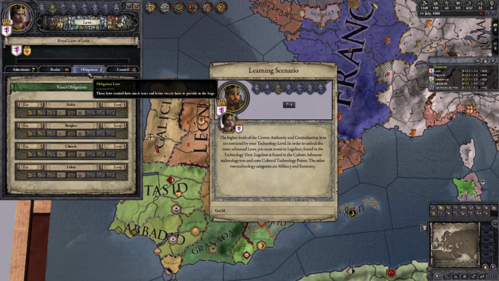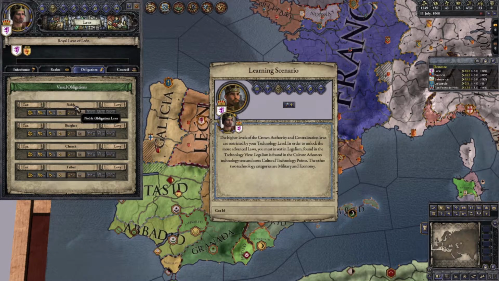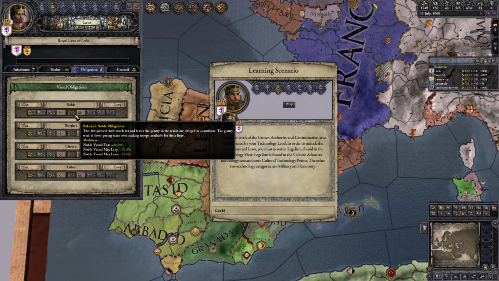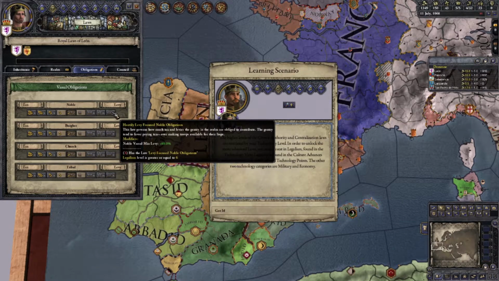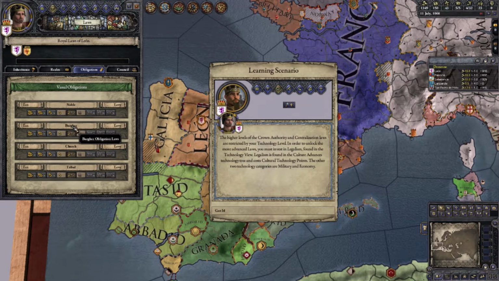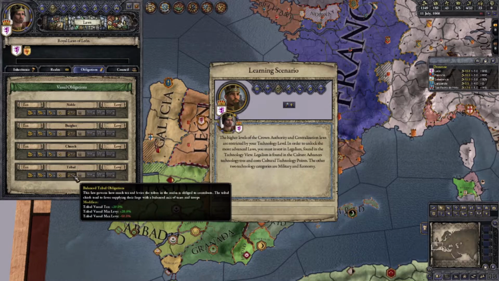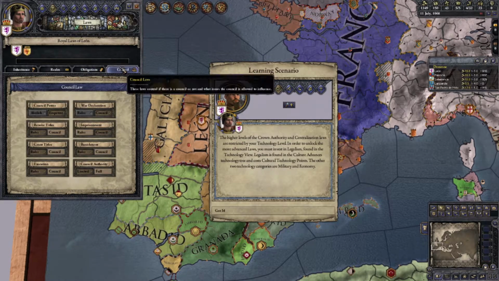Then we have obligation law. These laws control how much taxes and levies vassals have to provide to the liege. We've got our noble obligations right now balanced. We can shift towards money over manpower. And we have other options, like Church and Trader. Alright, then council laws.